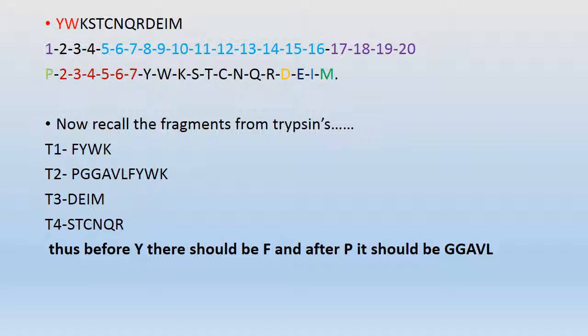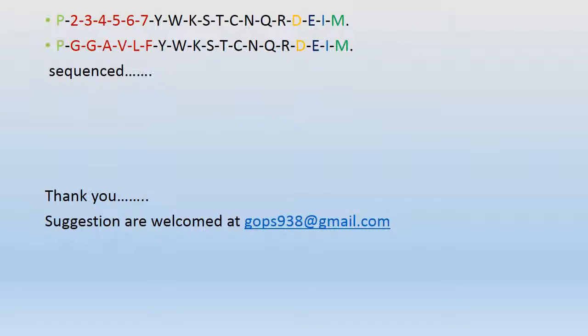After P, in the second fragment obtained by chymotrypsin, you have GGAVL. It means that these will be at the 2nd, 3rd, 4th, 5th and 6th positions. So we are going to get it this way: 2, 3, 4, 5, 6, that is GGAVLF, right? So the whole sequence you are getting is PGGAVLFYWKSTCNQRDEIM, and in this way we have sequenced the polypeptide.